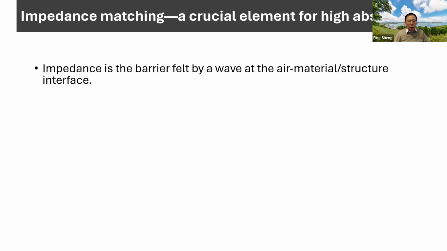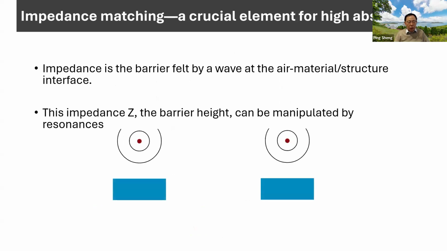So since usually an absorber is placed on a reflecting background, it means that impedance matching is a crucial element for high absorption. So what's impedance? Impedance basically is a barrier felt by a wave at an air-material structural interface.